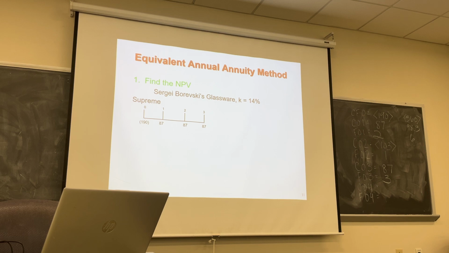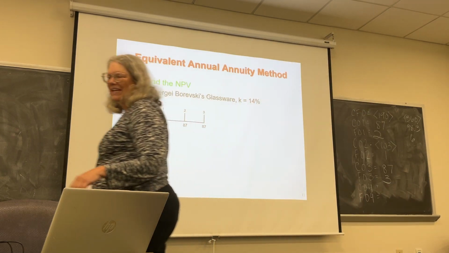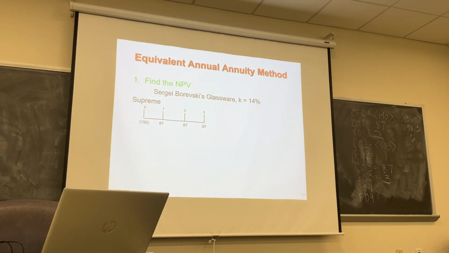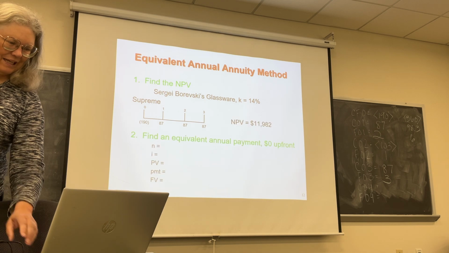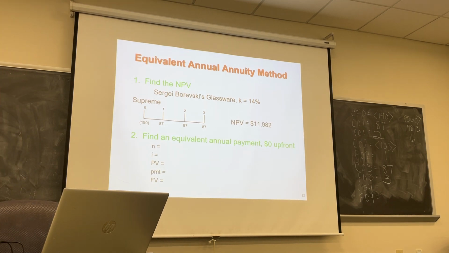Well, that's good. Sorry, Nathan. Okay, very good. 11,982. And again, you could have done it either with your cash flow register or with your time value keys. Okay.